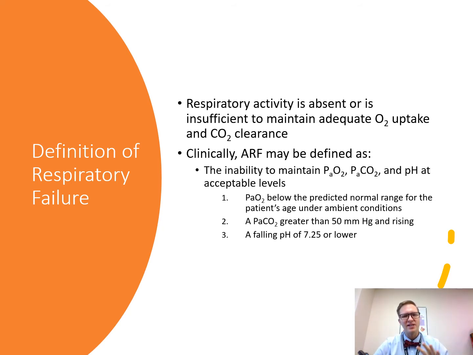It may be defined as the inability to maintain PaO2, PaCO2, and pH at acceptable levels. So what I'm hearing myself say here is those three are going to be your primary indicators of acute respiratory failure, right? So arterial PO2, arterial CO2, and then arterial pH, right? And that's what we're looking at for maintaining acceptable levels. If they're not acceptable levels, and let's say they're on non-invasive ventilation with a mask, then we're looking at that patient possibly needing invasive ventilation.